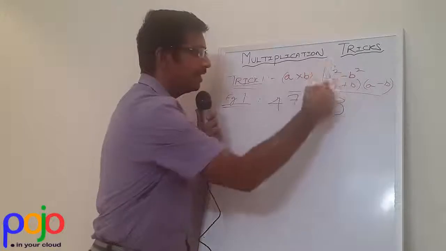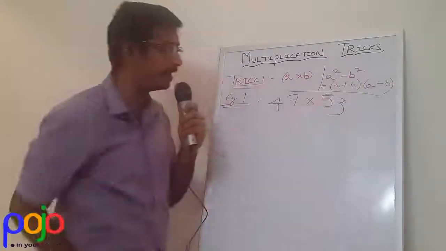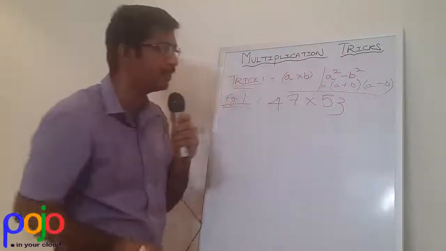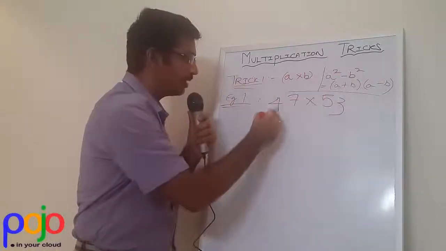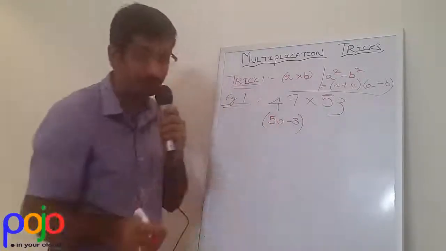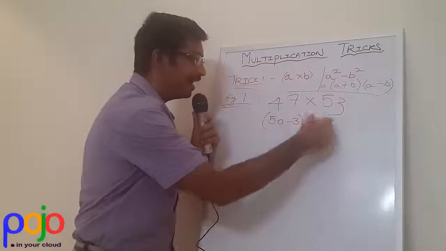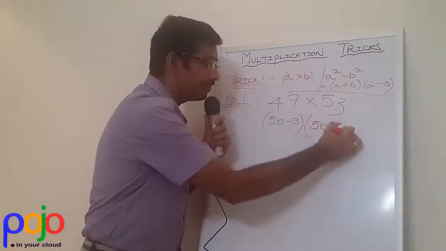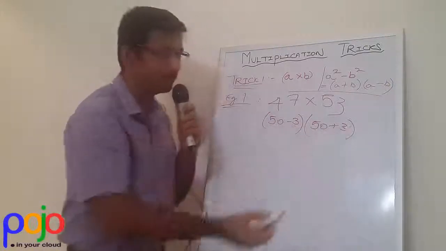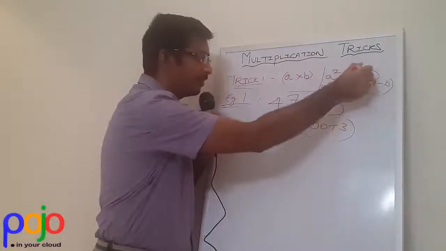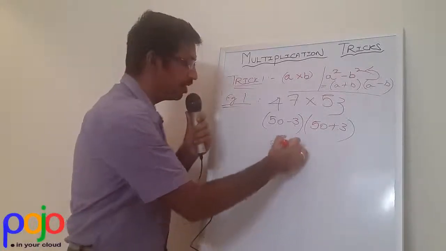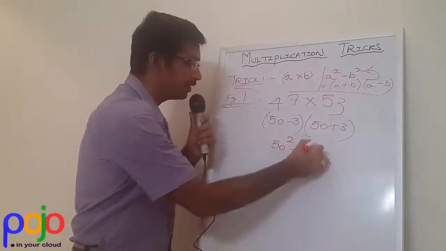We know that a square minus b square is a plus b and a minus b. So let's rewrite 47 and 53 in this format. So what I can do is 47 can be rewritten as 50 minus 3. That's clever, right? And this can be rewritten as 50 plus 3. So that's it. A minus b and a plus b. So this can be reversed worked as a square minus b square. That is 50 square minus 3 square.